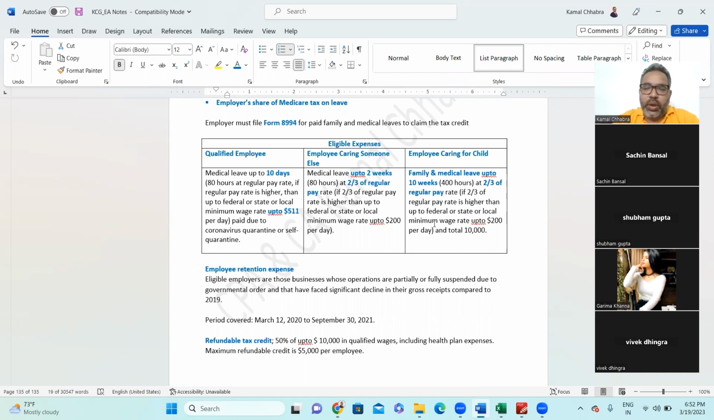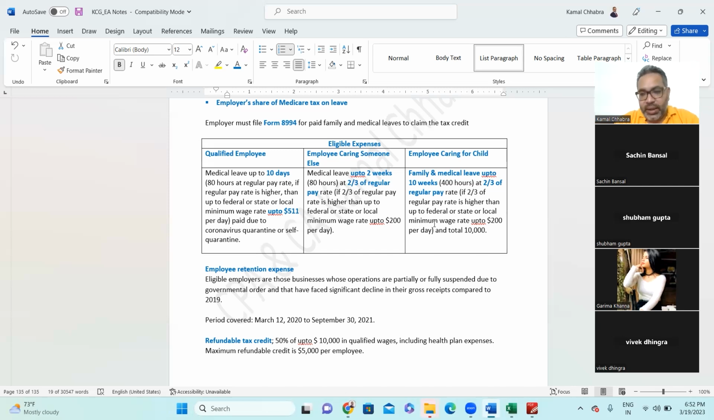The first one is the qualified employee themselves. Medical leave up to 10 days or 80 hours at the regular pay rate. If the regular pay rate is higher, then up to the federal, state or local minimum wage rate, capped at $511 per day. Up to $511 per day you have to pay.